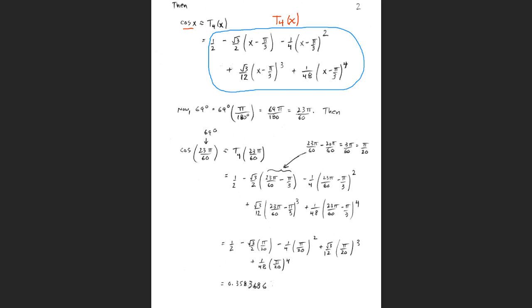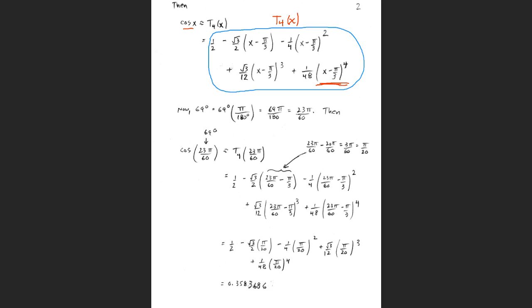You understand we call it a fourth degree Taylor polynomial because the last term involves an x minus pi over 3 to the fourth power. If you expanded that, you would have a term with an x to the fourth power in it. So the polynomial will be a fourth degree, hence a fourth degree Taylor polynomial centered at pi over 3.